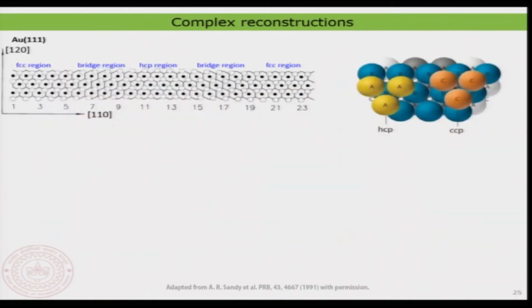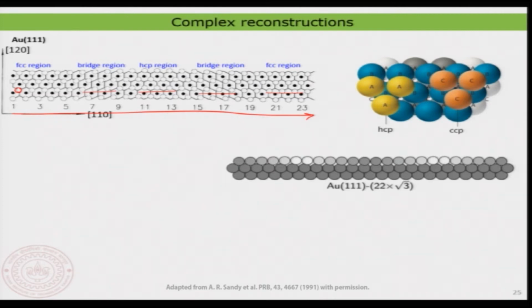What is going on inside is quite interesting: the reconstruction goes over a very large number of atoms, about 23 times the original unit cell, and during this journey you can see the original atoms are getting displaced from their positions. It comes to something called an FCC region, then it goes through a bridge region, again an HCP region, then a bridge region, and finally again to an FCC region. So, what this causes is basically a kind of ripple on the surface.